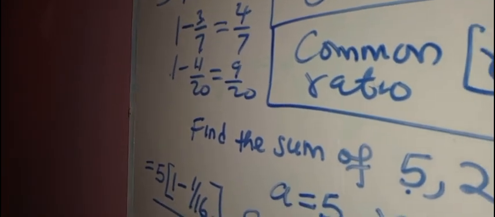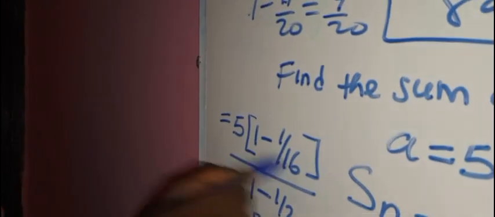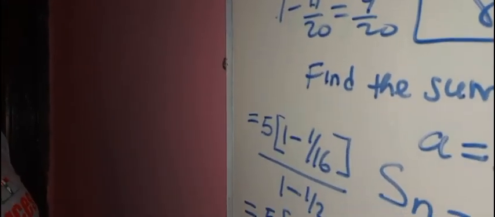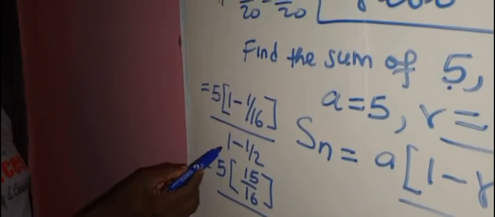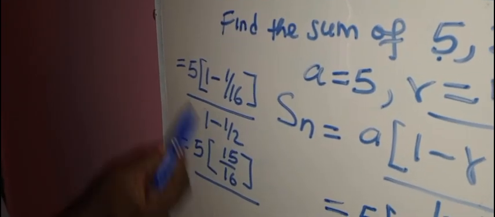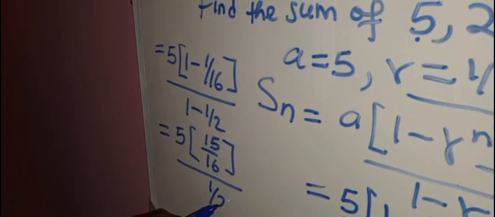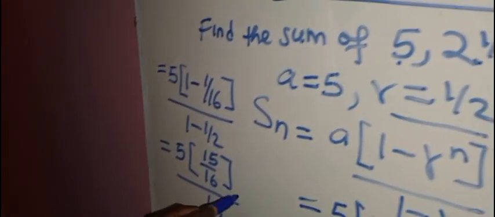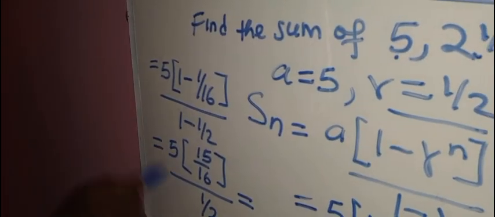So, in this case, I'm going to use that method here. 5 times what is 1 minus 1 over 16. Take away 1 from 16. That will give you 15 over 16. Did you understand that? Over, divided by, what is 1 minus half? The same thing. Take away 1 from 2. That will be 1 over 2.